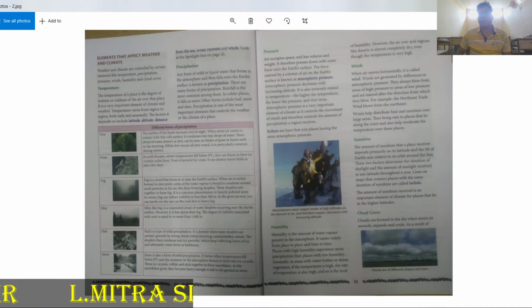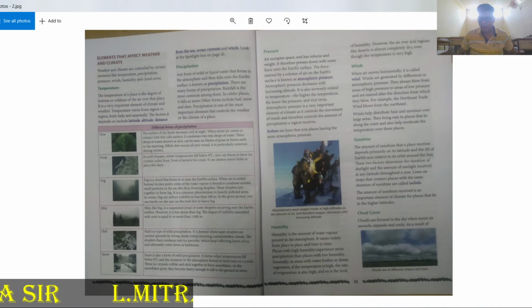Then come to pressure. What is pressure? Air has weight, and it therefore presses down towards the earth. The force exerted by the column of air on the earth's surface is called the atmospheric pressure. Air pressure can be of two types: low air pressure and high air pressure.